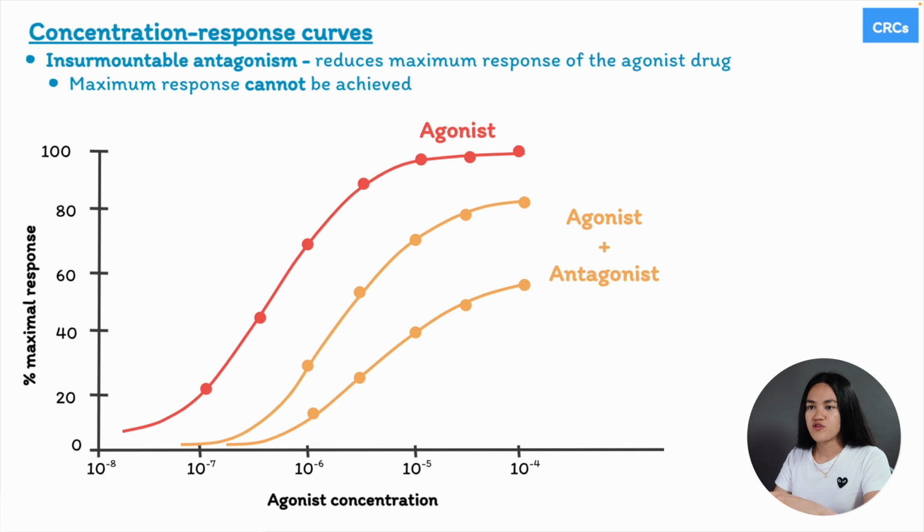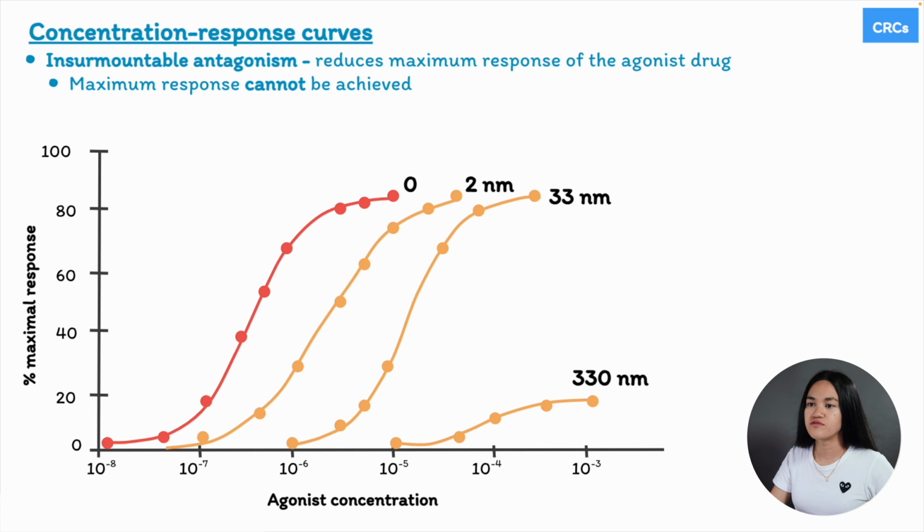So, in the graph shown here, the red curve represents the response to the drug. Let's say it's histamine. And the other three lines show how histamine reacts when an antagonist drug is present in increasingly higher amounts. At a low concentration of 2 nanomoles of antagonist, we can mistake this for acting as a competitive antagonist because it causes a rightward shift without affecting the maximum response.